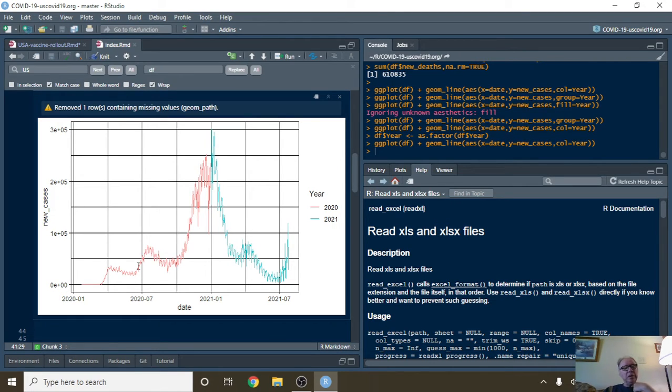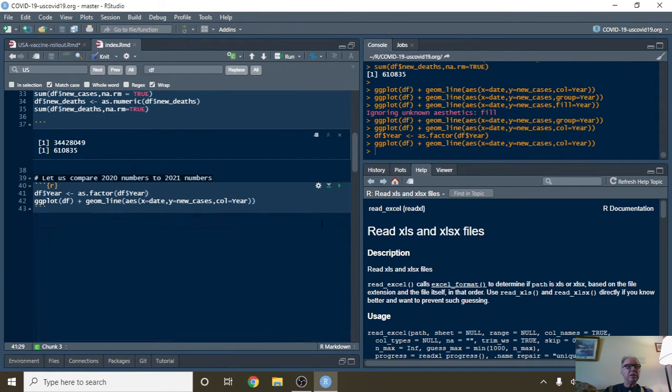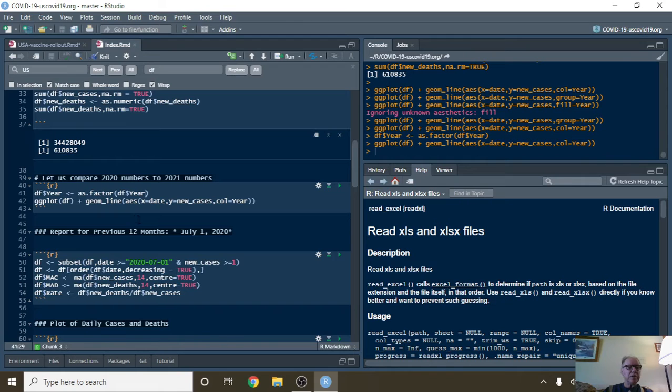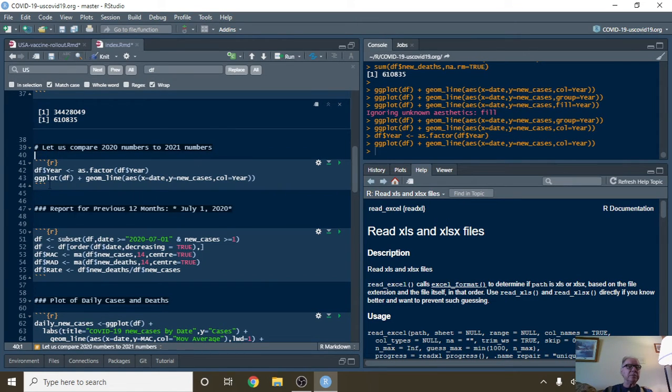So this is close. The thing you can obviously see here is this decline in cases compared to last year. But again, I don't think that's the number we're supposed to be looking at. Okay, that's just my opinion. But I don't think those are the numbers we're really supposed to be looking at.